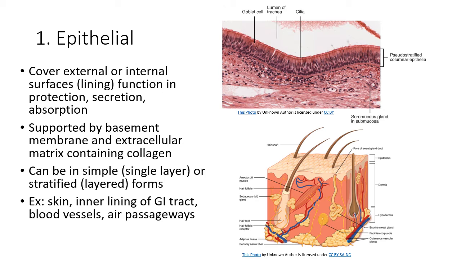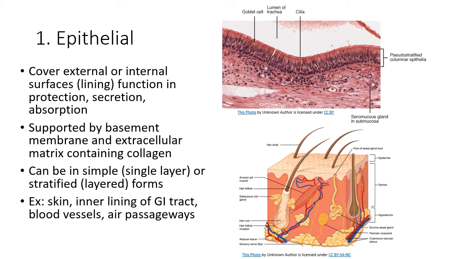This covers external or internal surfaces. So the outer part of your skin, the external, that's going to be an epithelial lining. Or the inner part of, let's say, your digestive system can be completely covered with epithelial cells. So they function in protection, secretion, and absorption, those things that you would expect on the outer and inner parts of your body. They're supported by a basement membrane. That's what holds it all together.